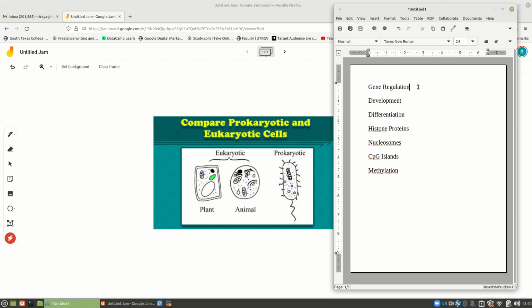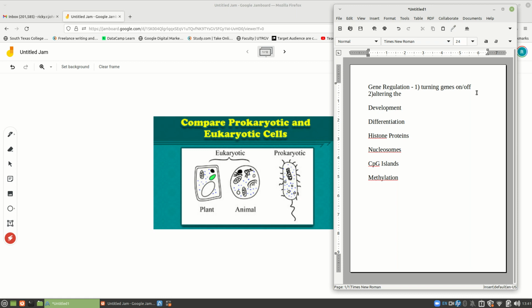Well, the first one is gene regulation. Gene regulation is exactly like what I just said. There are really two types of regulation. Turning genes on and off, and we will learn how we, as eukaryotes, as humans actually, do that. And then also changing or altering, and I'm going to call it the volume, just like a radio in your car. You have an on and off button, and then you have a volume button.